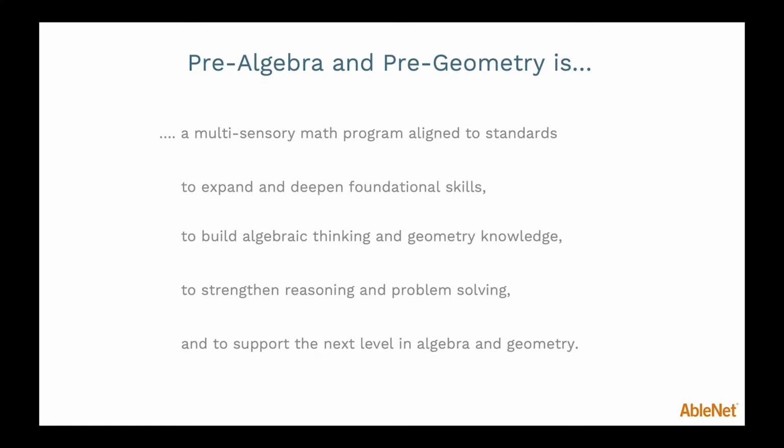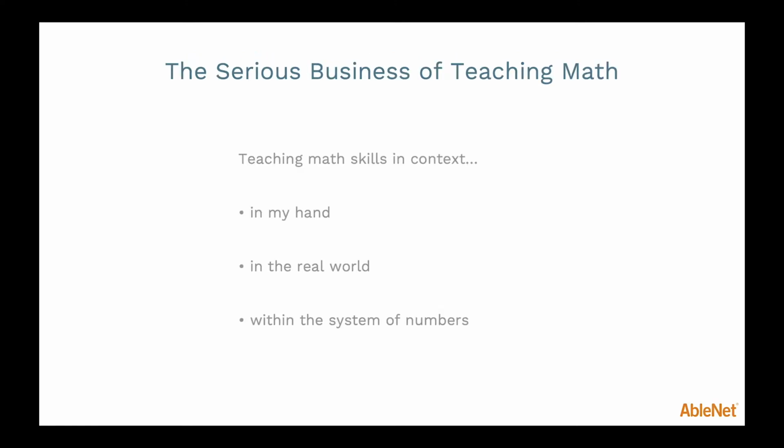The goal is to build upon understanding of those early foundational skills of algebra and geometry to strengthen students' reasoning and problem-solving skills when working with these higher-level skills and concepts. What is important to remember when teaching pre-A and G is that we need to teach math seriously and thoughtfully. We need to focus on teaching math skills in context. What does this thing in my hand have to do with solving this problem? What does this mean for me in the context of the real world? And what does this mean within the system of numbers?